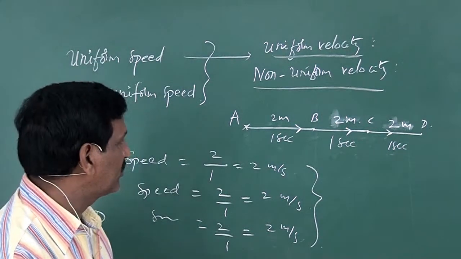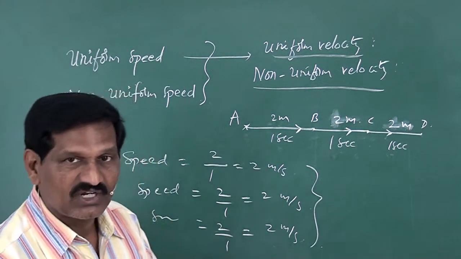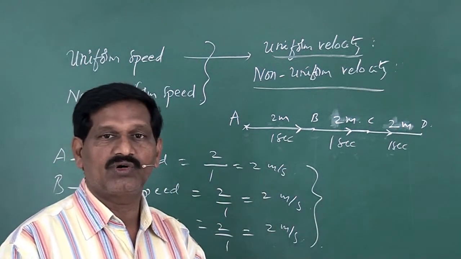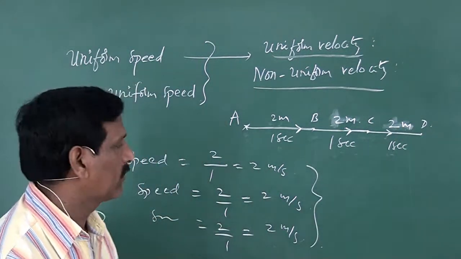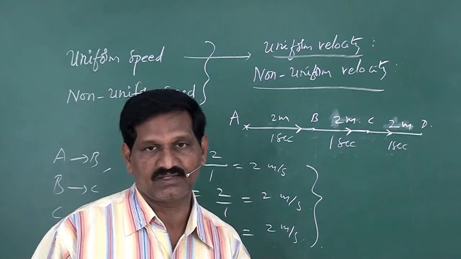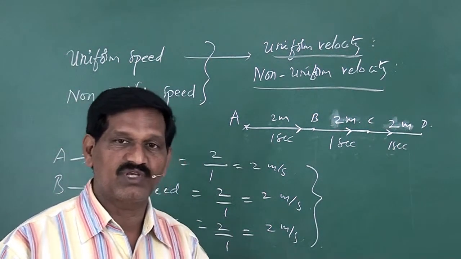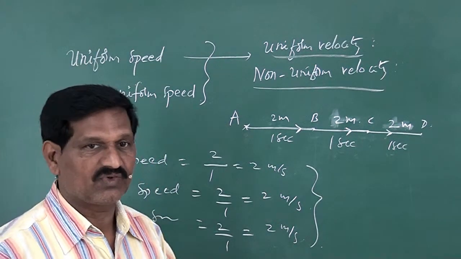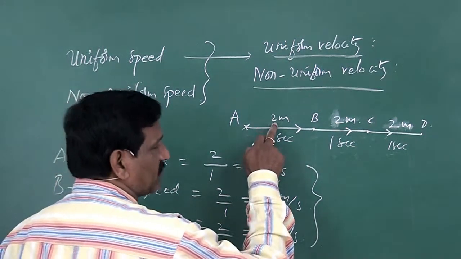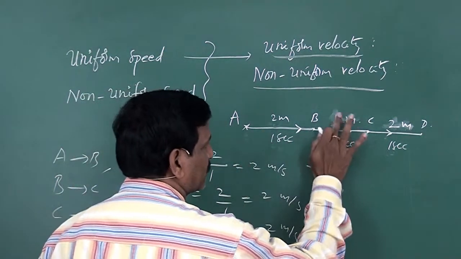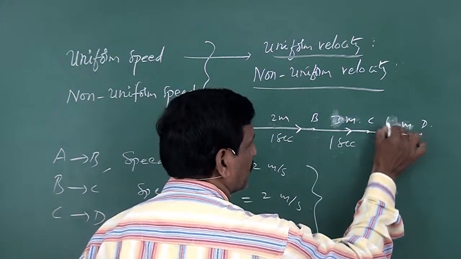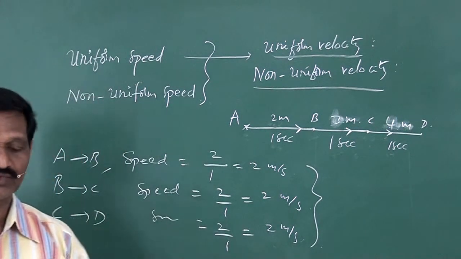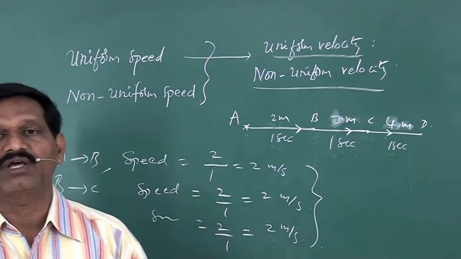That way, if the body covers equal displacements in equal intervals of times, then we say that body moves with uniform velocity. Otherwise, non-uniform velocity. If it covers unequal displacements in equal intervals of times, then we say that body moves with non-uniform velocity. For example, it covers 2 meter in the first second, 3 meter in the second second, 4 meter in the third second. Then it moves with non-uniform velocity. So this is uniform velocity and non-uniform velocity.